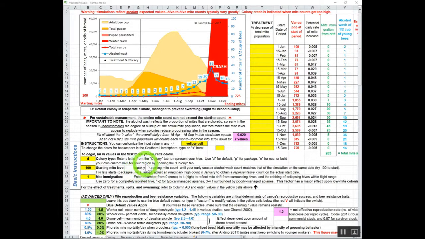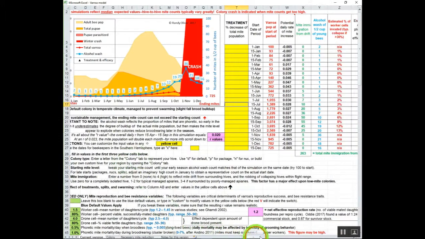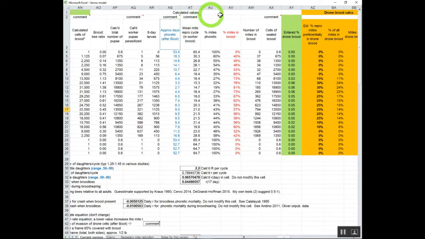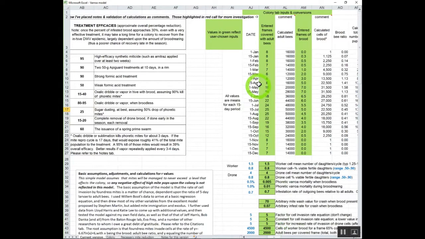And this would be for researchers or those who are interested in breeding for mite resistance, other things. If we look across here, these are all the calculations and other places where I'll put in comments. So the things in green, let's go back here to the beginning. Anything in green is a value that was inputted by the user. And so these would be inputted values by the user.